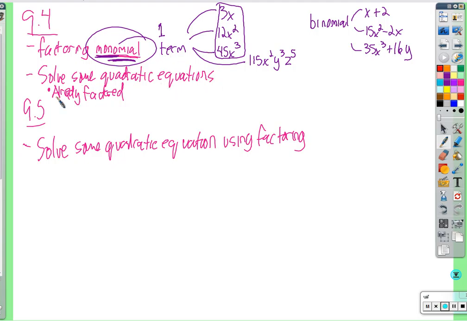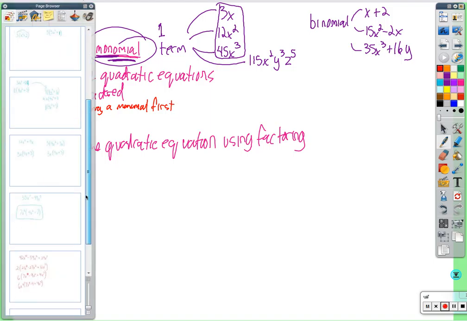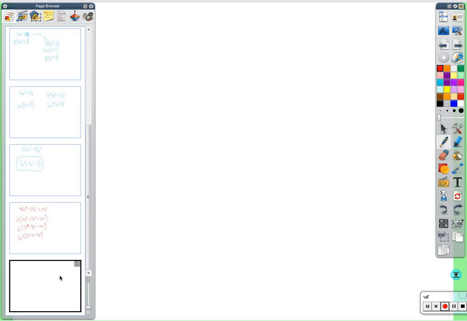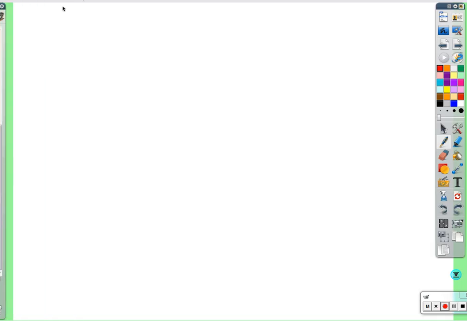Okay. So now we're gonna go on to the second thing. Let me remind you what the second thing was. Right there. Okay, so we factored some monomials. Now we're gonna solve some quadratic equations that are already factored. And actually, we're gonna add another one by factoring a monomial.